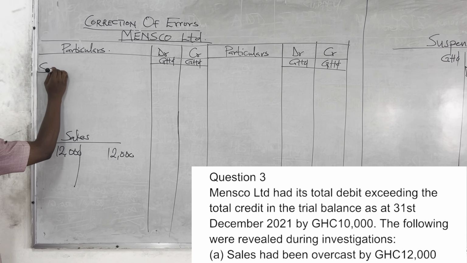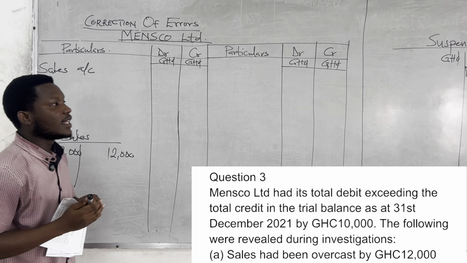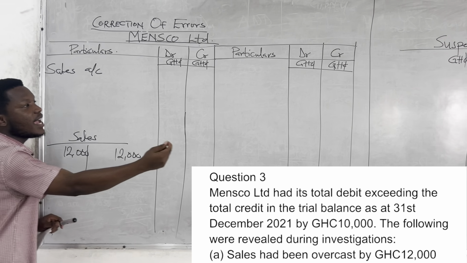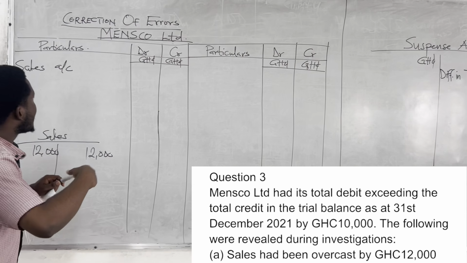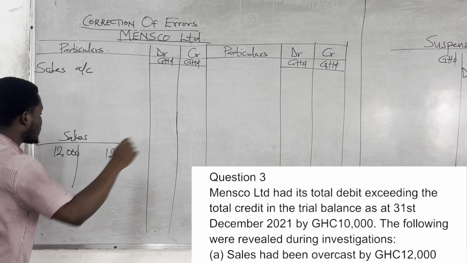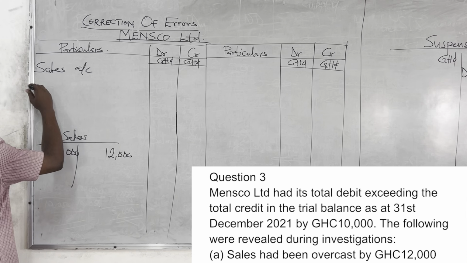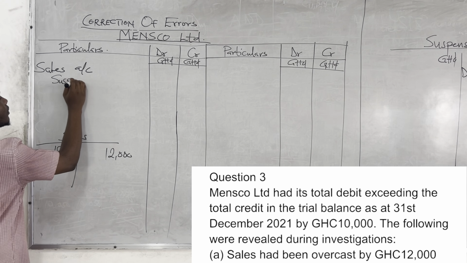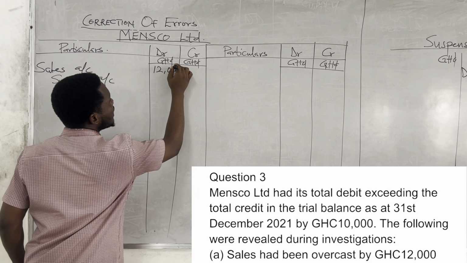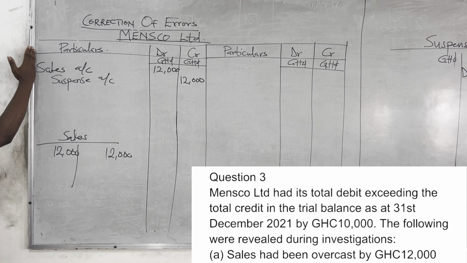It means sales account. And sales account will affect the suspense account, because it was overcasted. So it made one of the sides of the trial balance increased. That's why we had the difference of 10,000. So sales 12,000 will go to the suspense account. And here, sales was debited. So it means suspense account will be credited. So we have sales debited, suspense account, and the amount is 12,000.